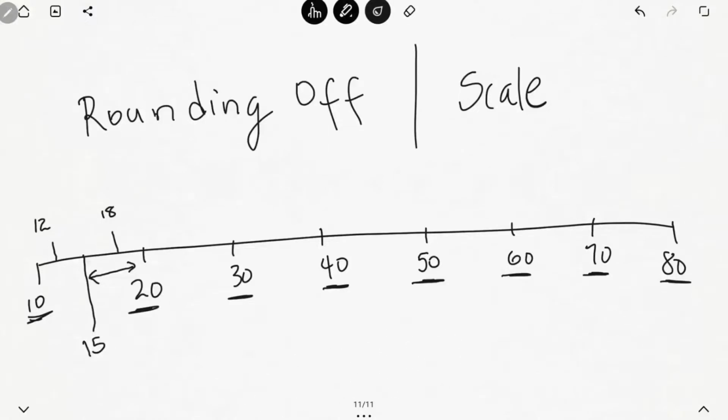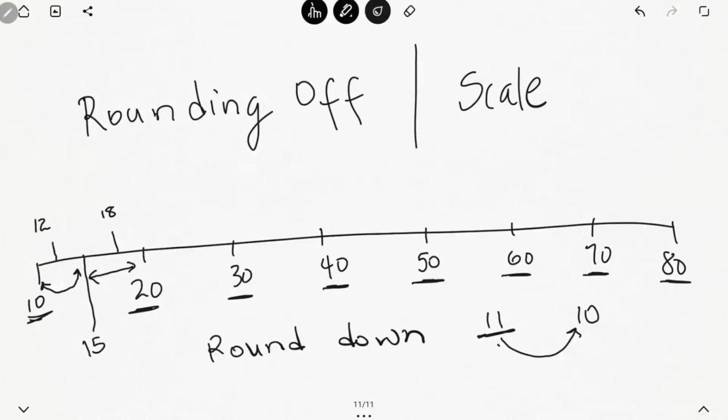Now any number between 10 and 14, if someone was to ask us what's the closest 10, we would need to round down. What does that mean? If someone says to me, what's the closest 10 to 11? Since 11 is less than 15, we are going to say the closest 10 to 11 would be 10. Hopefully you understand that. The closest tens number to the number 11 would be the number 10. What's the closest tens number to 12? That would be 10.